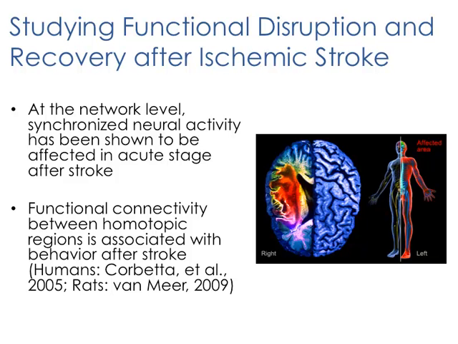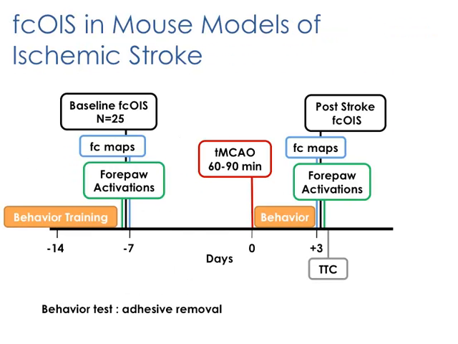Similar to AD, there's this network level disruption from stroke. And functional connectivity between these bilateral or homotopic regions is significantly affected after stroke, as is behavior. And so we wanted to look at the relationship between stroke damage and functional connectivity in our models. We trained mice to remove tiny stickers from their forepaws. We then imaged them, waited a few days for their scalps to heal, gave them a stroke, retested them over days 1 through 3, and then re-imaged them again.